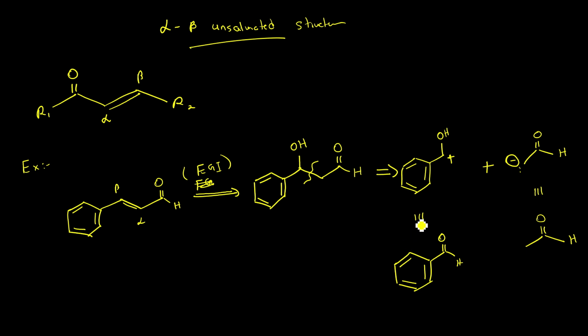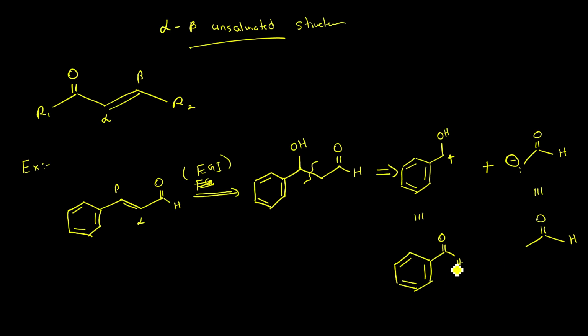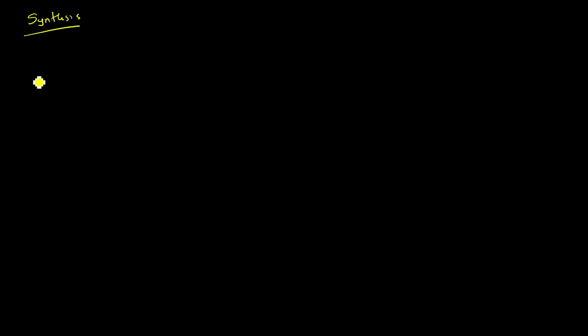This is the retrosynthesis analysis. Now let's look at the synthesis process. In the synthesis, you can see these are the two reagents which we have, benzaldehyde and this compound. Now what you have to do is add both of these in the presence of this one. This should be a basic medium.